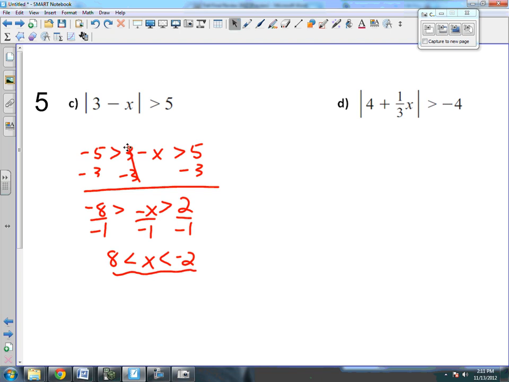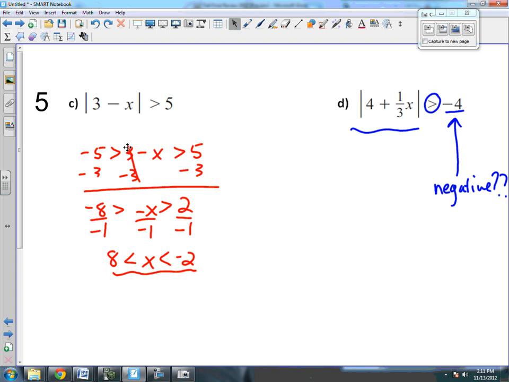Looking at 5D, it's a little more interesting. If you apply that rule, it doesn't really make sense because you're looking at this thing and saying, okay, where is this greater than negative 4? If it's in the absolute value bars, you know that that is always positive. So when you see something on this side that's negative, that should set off a bell in your head saying that something's up here, because absolute values can't be negative.